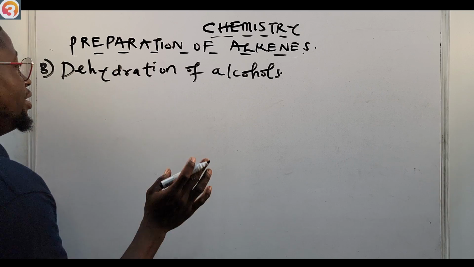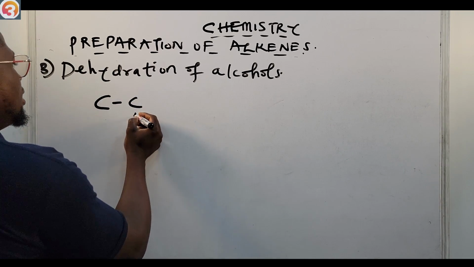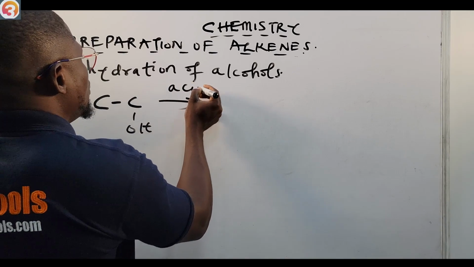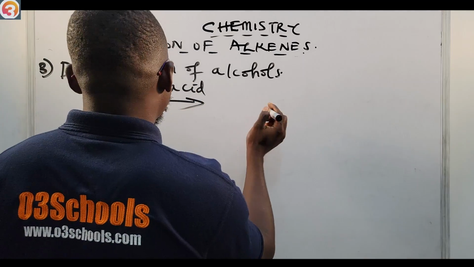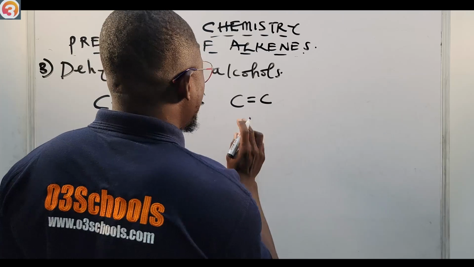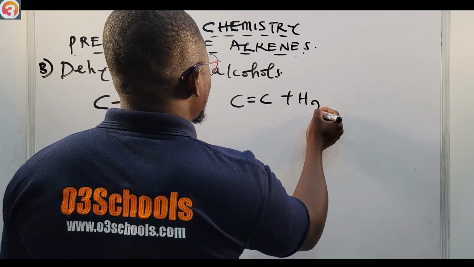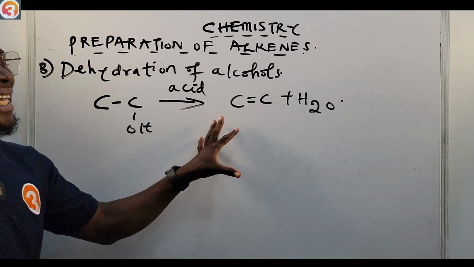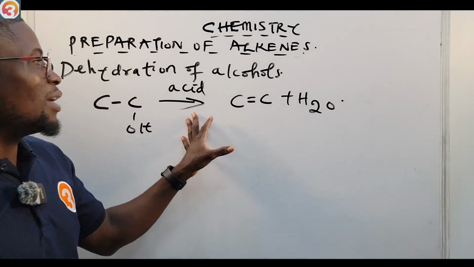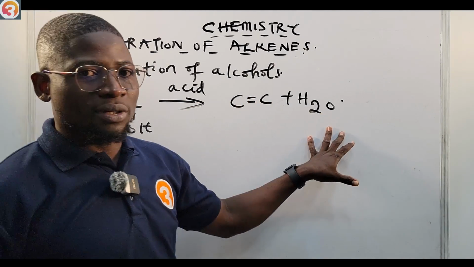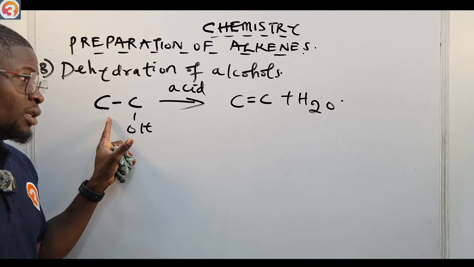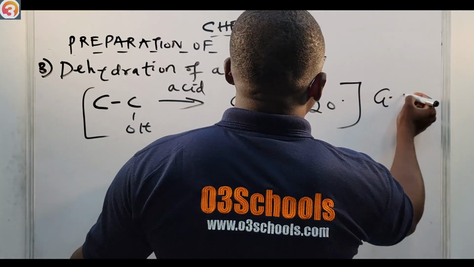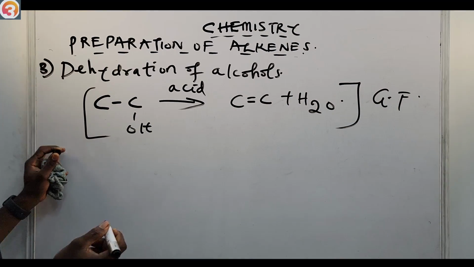Let's quickly see a reaction. The general formula for the reaction, if you have an alcohol like this, C, let's say OH, in the presence of an acid, then we are going to have an alkene, C=C, double bond, plus H2O. Very simple as ABC. So once you dehydrate an alcohol using acid, I'm going to have an alkene plus water. If you see here, I did not complete this structure. This is the general formula for the reaction.